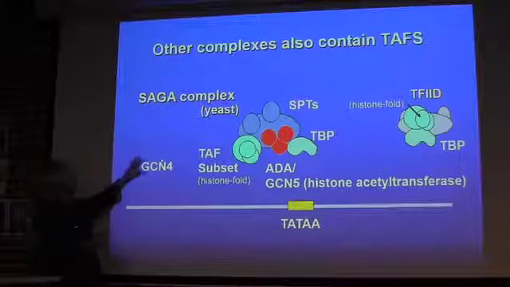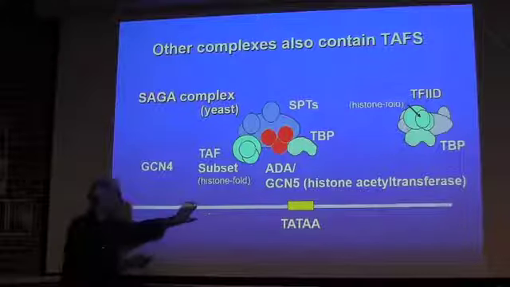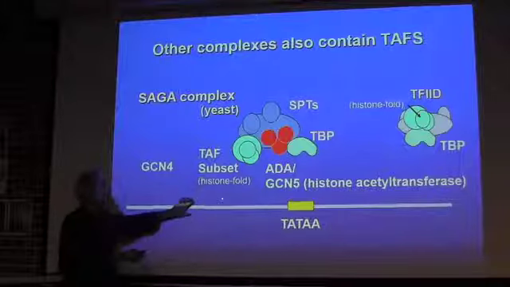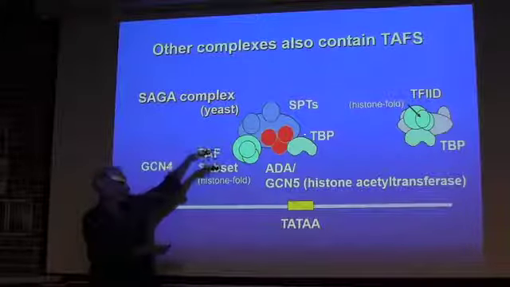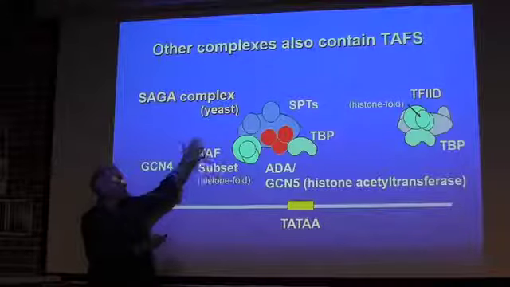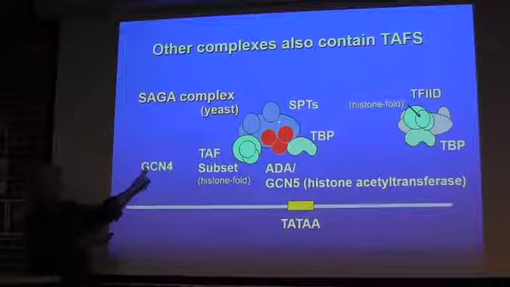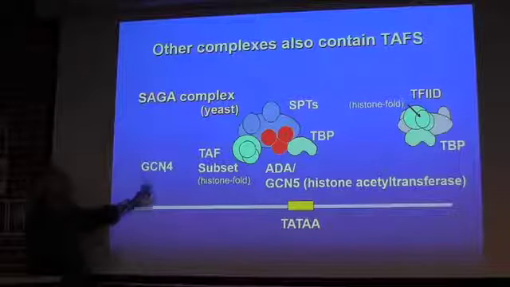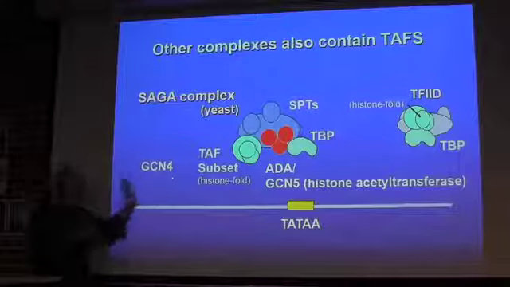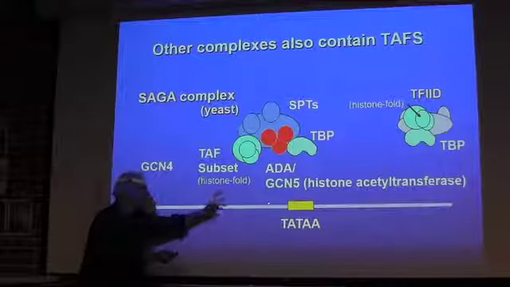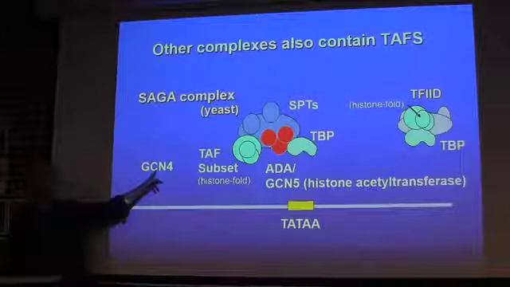GCN4, just to complicate life, similar name, but this is a transactivator that binds at the promoter and recruits the TBP associated factor, whether it's D or SAGA, to the promoter. It turns out it's specific for SAGA. This is an example of a transactivator that cannot recruit TF2D. It specifically pulls down and recruits SAGA. So you'd find this at inducible genes, wouldn't you, as a transactivator?